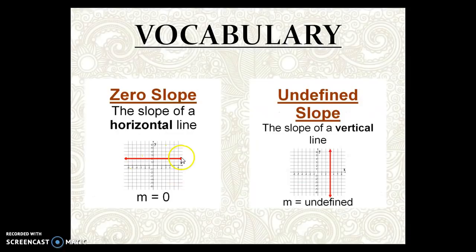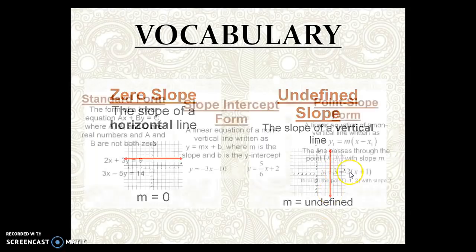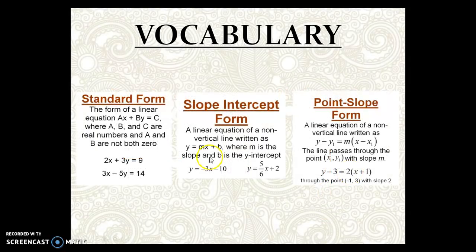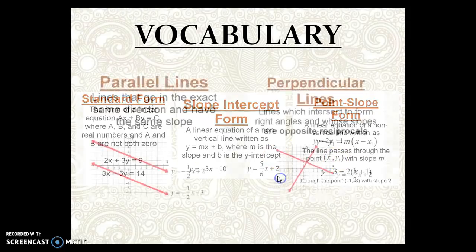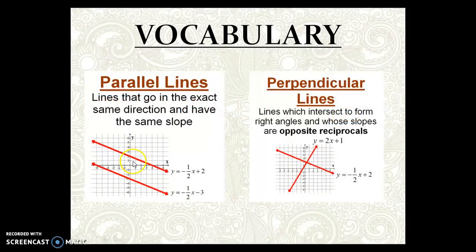Zero slope is a horizontal line, and the equation here will be y equals 2. Undefined slope is straight up and down, and the equation is x equals 3. Standard form, slope-intercept form, point-slope form, we've been going over this. Parallel lines have the same slope. Perpendicular lines cross at a 90-degree angle, and their slopes are opposite reciprocals, meaning this is positive 2 over 1, and this is negative 1 over 2.